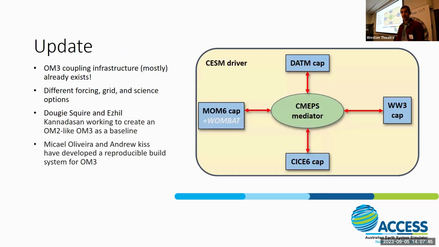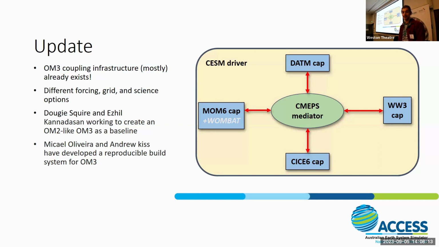So, a brief update on what we've done to date. The OM3 coupling infrastructure mostly already exists, which is really great, and is what motivated COSIMA to first look at this and what motivated us to look at NUOPC as well. So the infrastructure is there, the coupling is there, but we're missing a couple of things. WOMBAT isn't in MOM6 yet, that's something we need to add. Also the configurations are different, they have different grids, different forcings and science options.